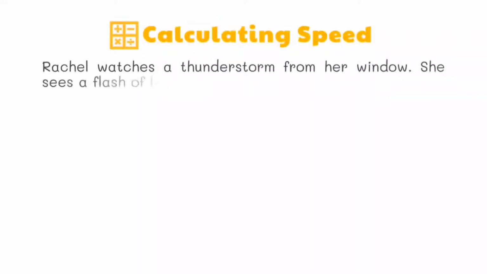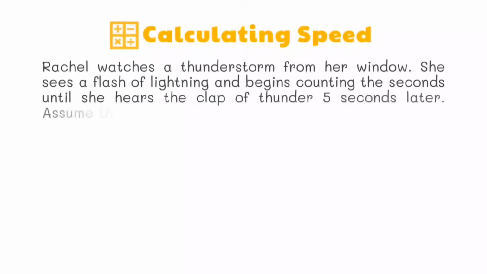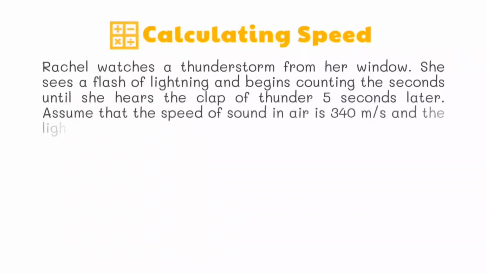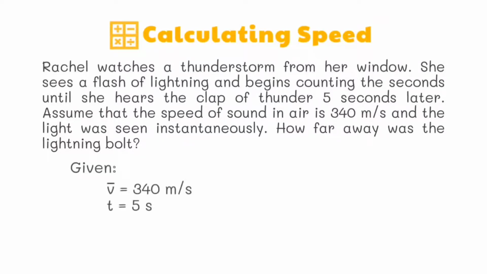Rachel watches a thunderstorm from her window. She sees a flash of lightning and begins counting the seconds until she hears the clap of thunder 5 seconds later. Assume that the speed of sound in air is 340 meters per second and the light was seen instantaneously. How far away was the lightning bolt? So we have the given values: speed is equal to 340 meters per second and the time is 5 seconds. So we are looking for the distance.